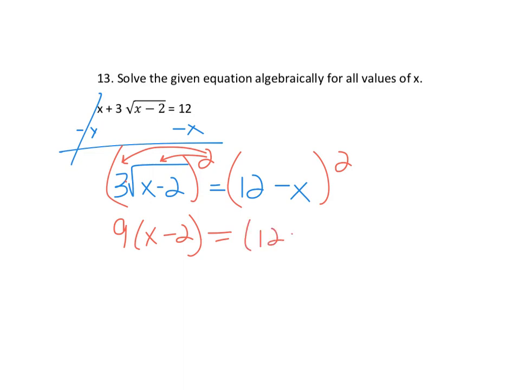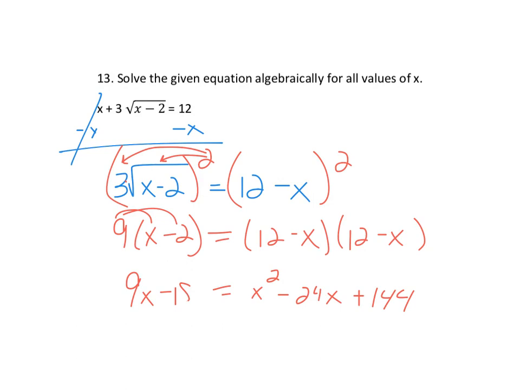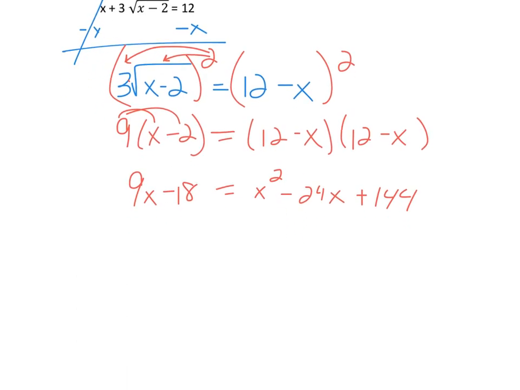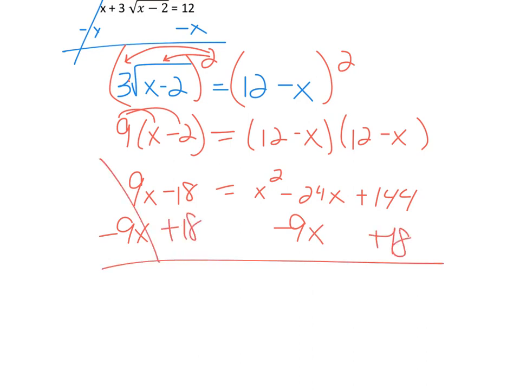This you're going to have to do out twice and do box method or FOIL. I'm not going to show you, I'm just going to do it in my head. You guys can do box method and get this. This is going to get you 9x minus 18. X squared likes to equal 0, so you're going to subtract 9x over, add the 18 over. You'll get 0 equals x squared minus 33x plus 144.